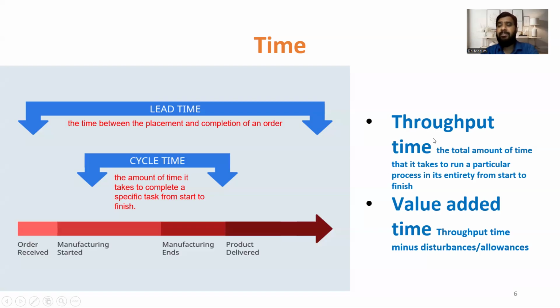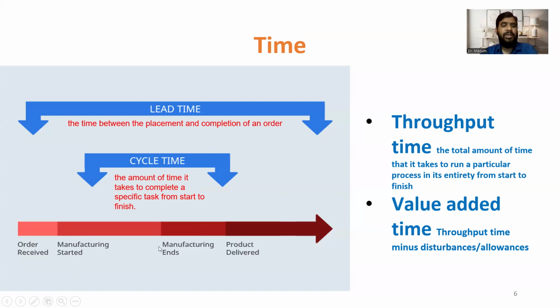And especially in manufacturing companies, also we will discuss about the process velocity. Process velocity means the relationship between throughput time and value-added time. What is throughput time? Throughput time and the manufacturing time. Manufacturing starts, manufacturing ends. From here to there is known as the throughput time. It's the total amount of time it takes to run a particular process, in its entirety from start to finish.